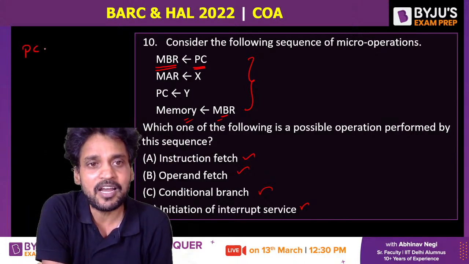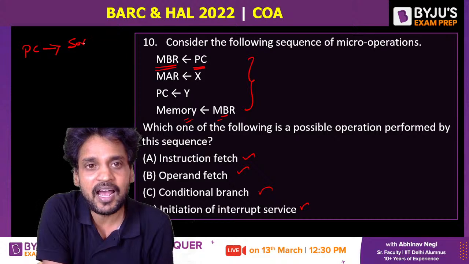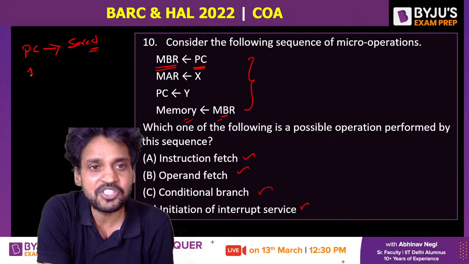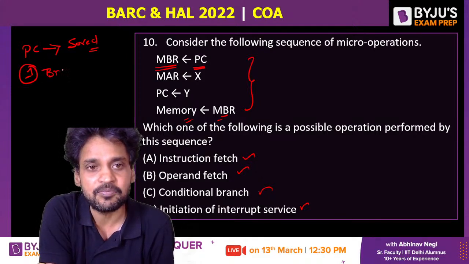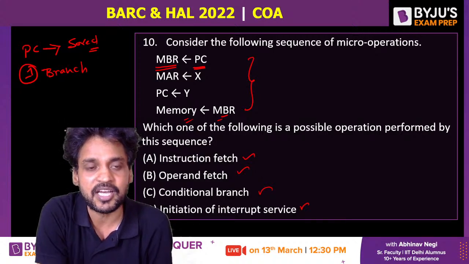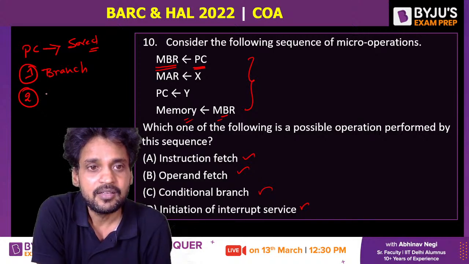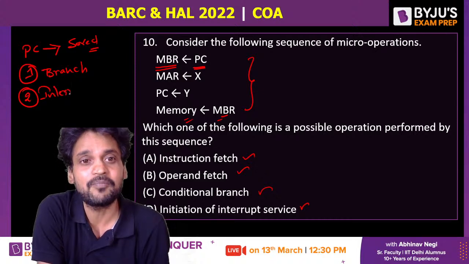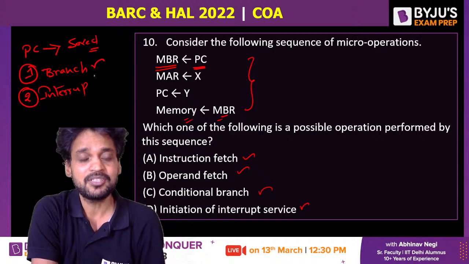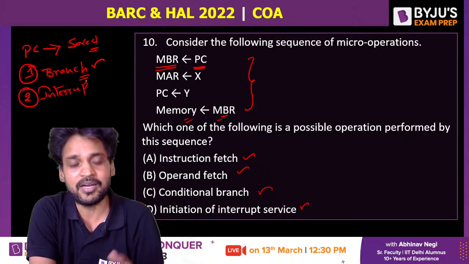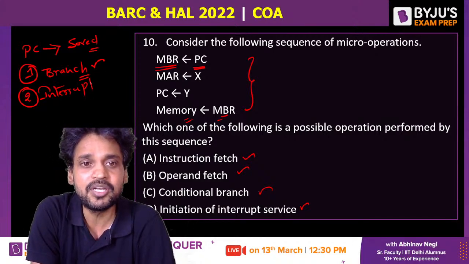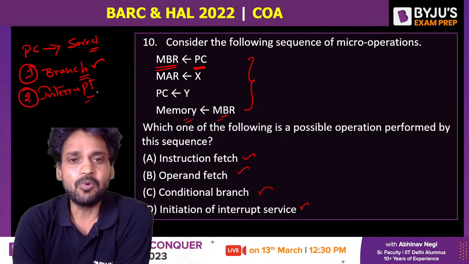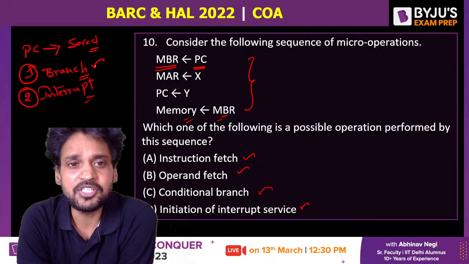When the program counter value is being saved, it can happen only in 2 cases. First case, during a branch instruction, the program counter value will be saved into the stack. Second case, during a subroutine call, sorry, a branch itself is a subroutine call, and during an interrupt service routine call. So the program counter value will be saved in two cases. During the branch instruction, that is when a subroutine has been called by some other routine, and during an interrupt request. So is this a branch instruction or an interrupt?